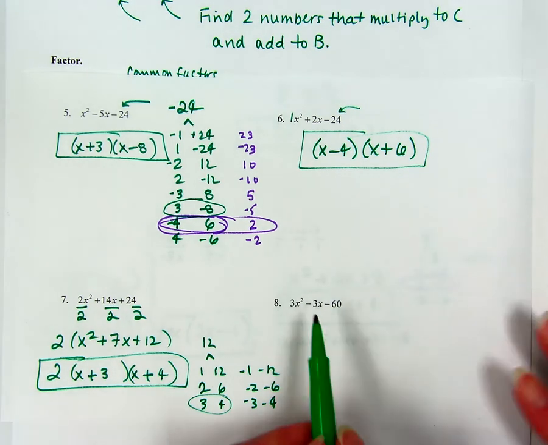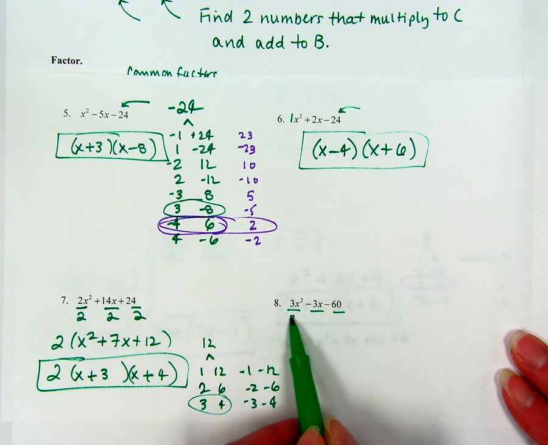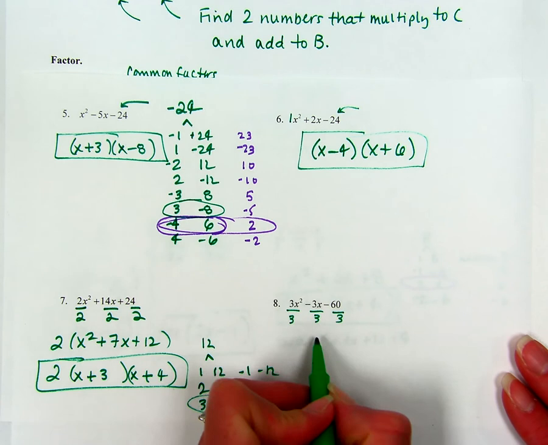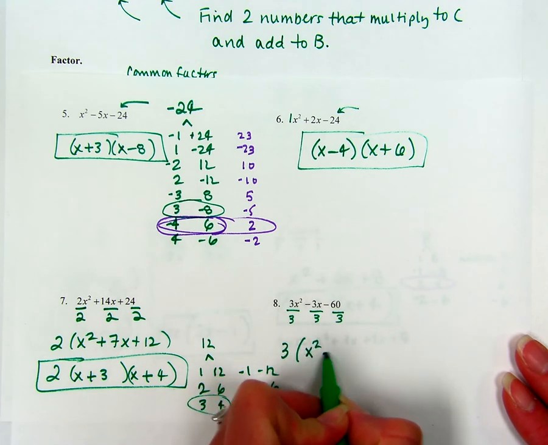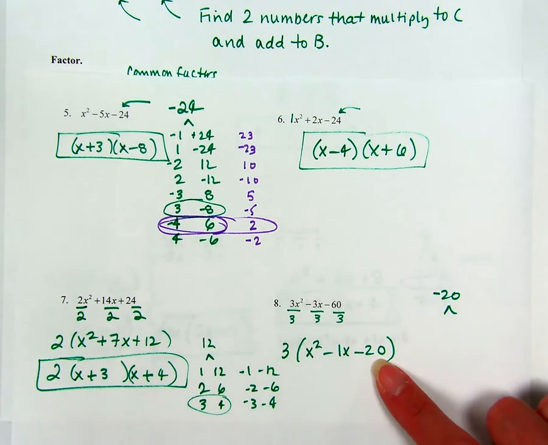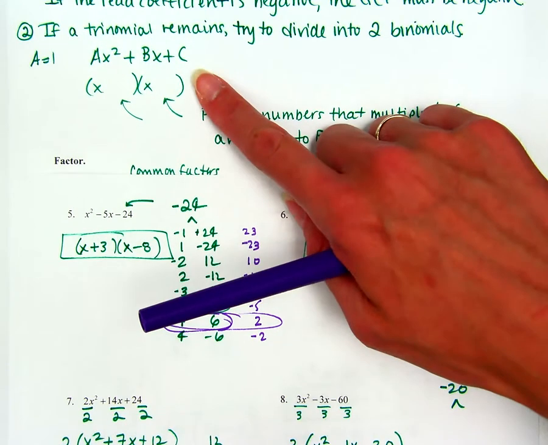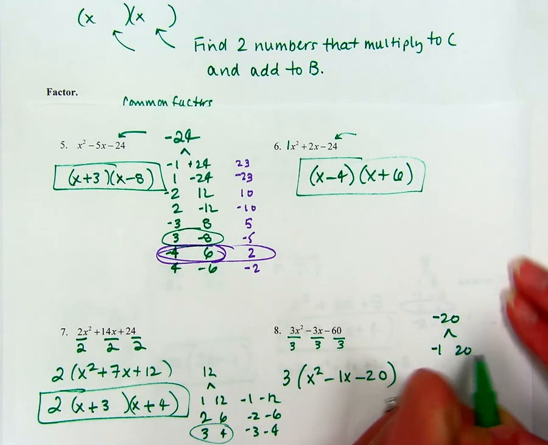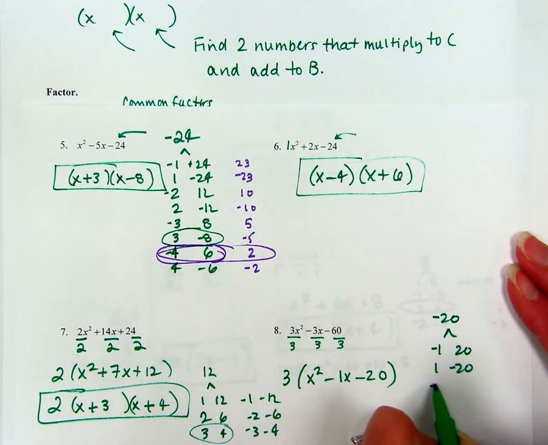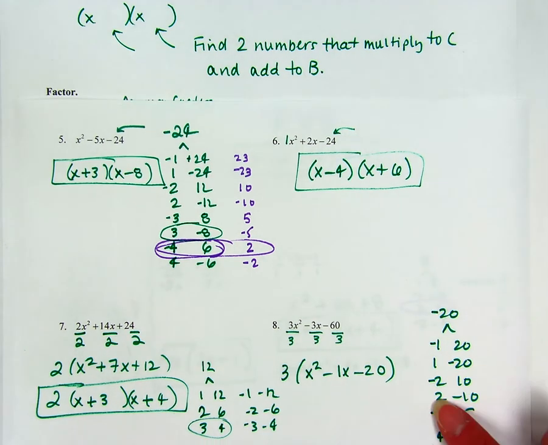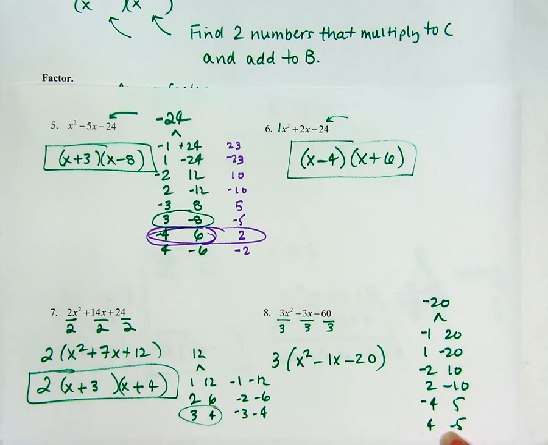Okay, problem number 8. What's the number we can divide them all by? 3. Notice that it's just 3, not x, because this doesn't have an x in the last term. So 3 is out on the outside. Then we have x squared minus 1x minus 20. All right, and then if I look at the last number, I need numbers that multiply to the last number but add to the middle number. Okay, so multiplying to negative 20, we have negative 1 and 20. We have negative 2 and 10. We have negative 4 and 5. And I switch the negative sign around, so you could have 1 and negative 20, 2 and negative 10, and 4 and negative 5. All right, I need to add to negative 1.